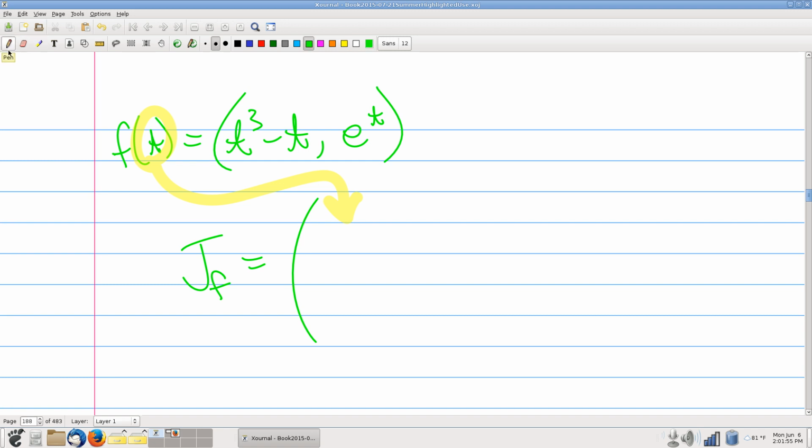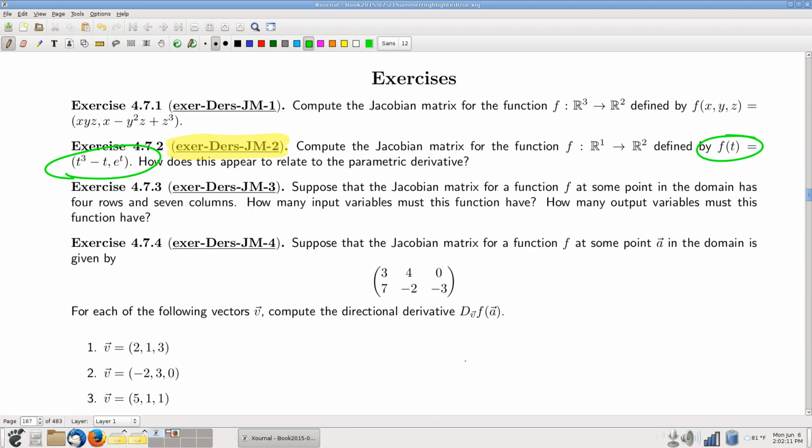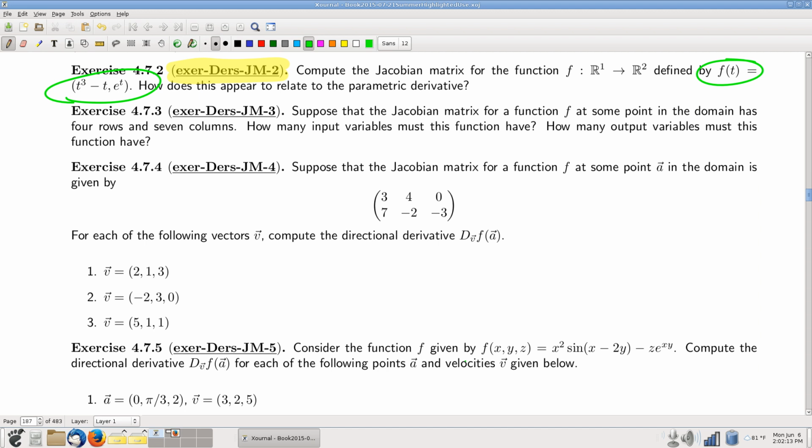So we're going to have 3t squared minus 1 and then e to the t. Does that make sense? Okay. All right. Now, the question then asks, how does this appear to relate to the parametric derivative?